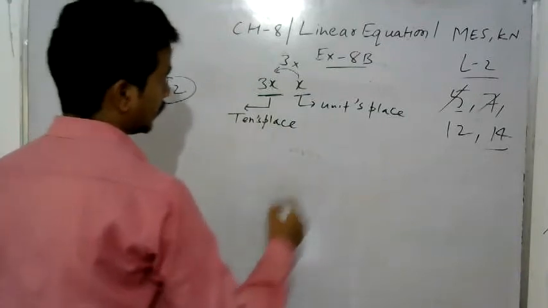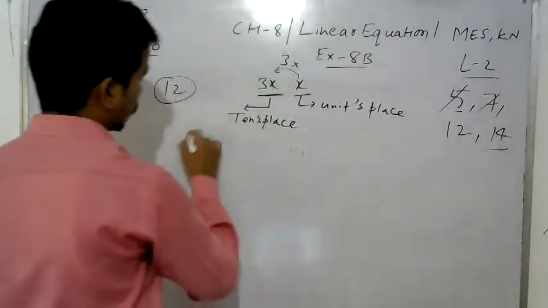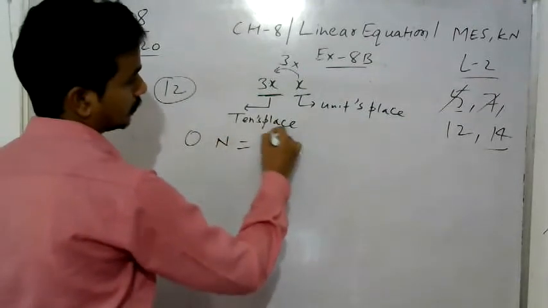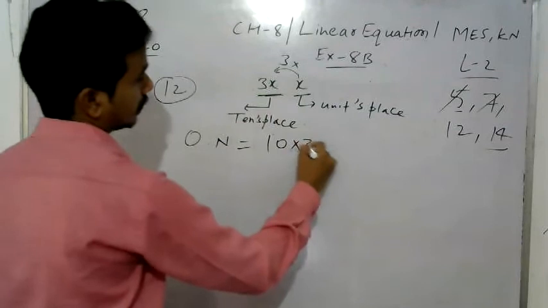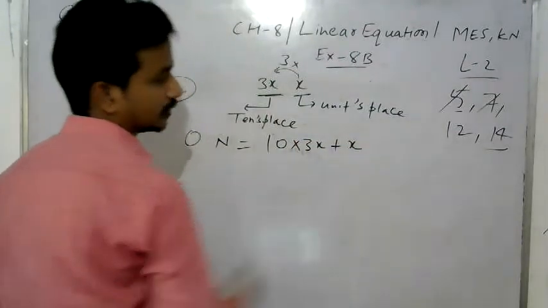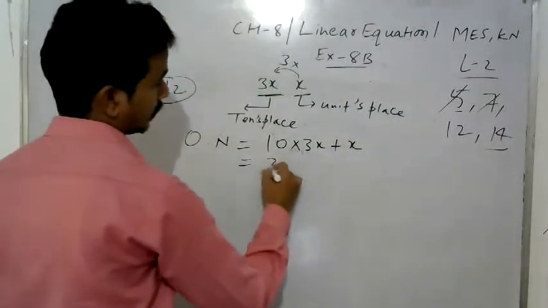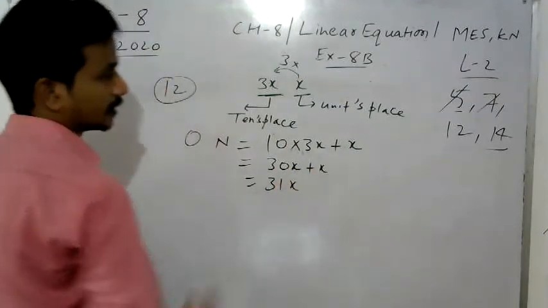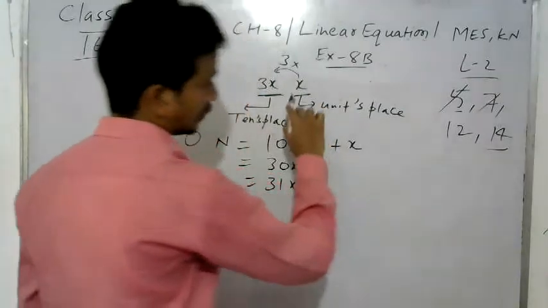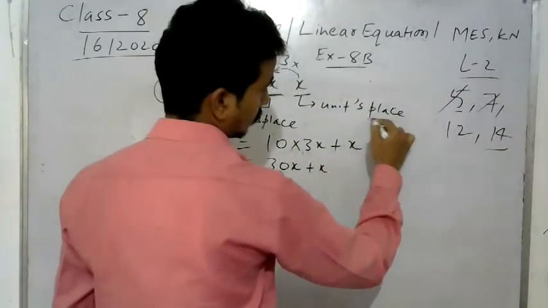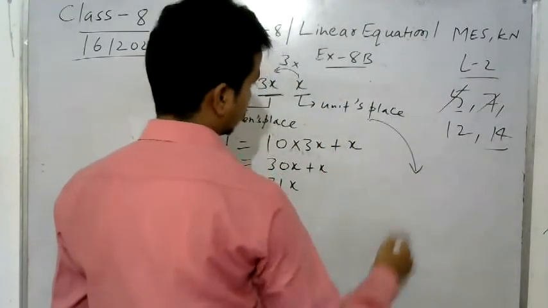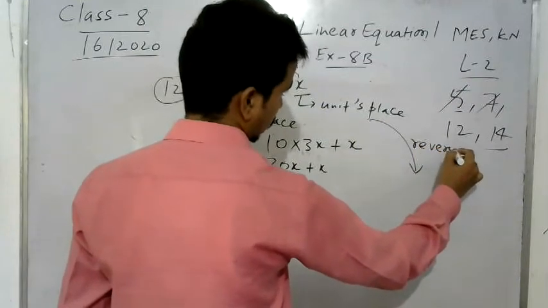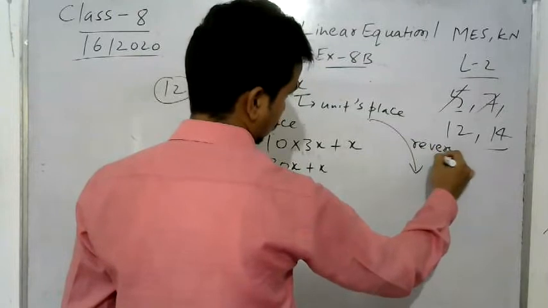Now what is our original number? Our original number will be 10 into the digit at tens place 3x plus the digit at units place x. So 30x plus x will be equal to 31x. This is our original number. Now if we interchange the digits, the number formed by interchanging the digits, if we reverse the digits.